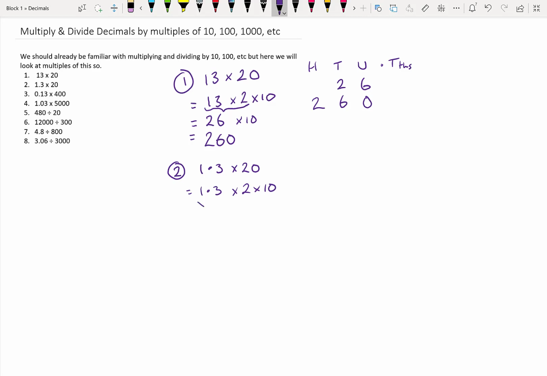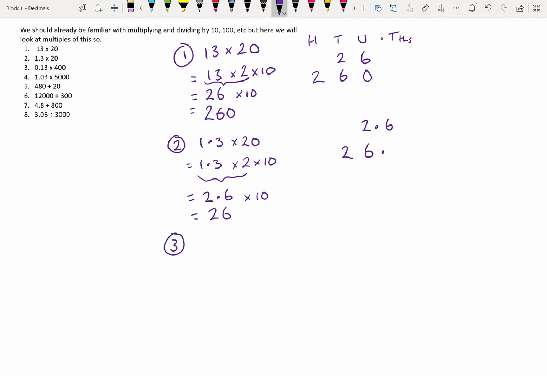But I am going to have a look at doubling that one. So 1.3 and another 1.3 is going to give me 2.6. I'm going to multiply that by 10. So coming back across my wee grid, I've got 2.6. I need to move those digits one column to the left, so I end up getting 26. And there's my decimal point, just keeping it in line there, 26. That's my final answer.